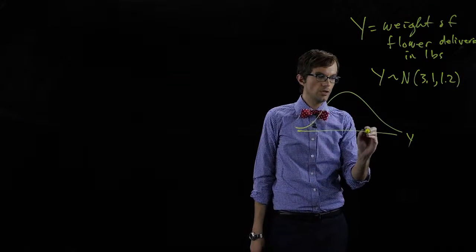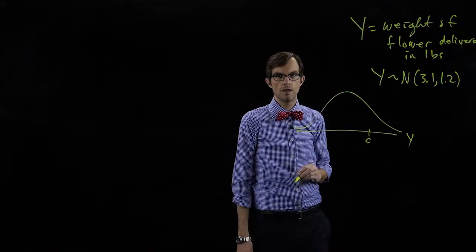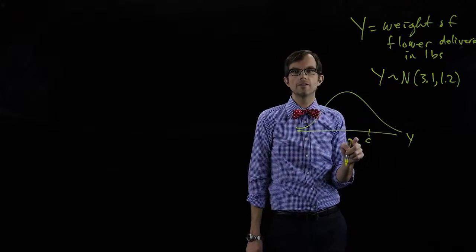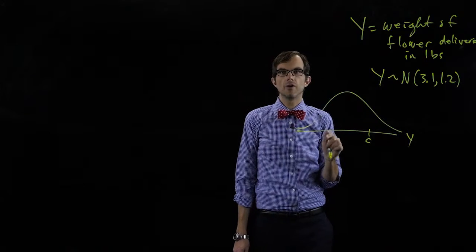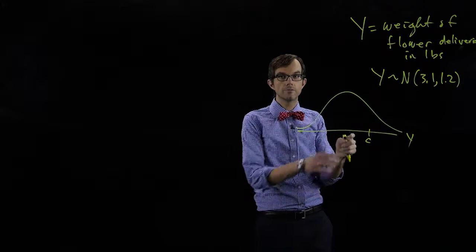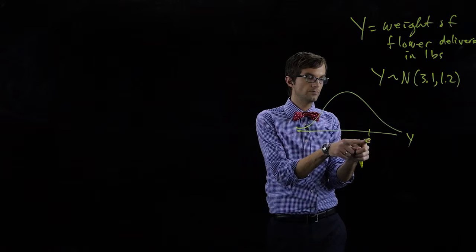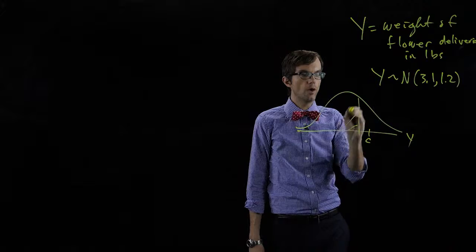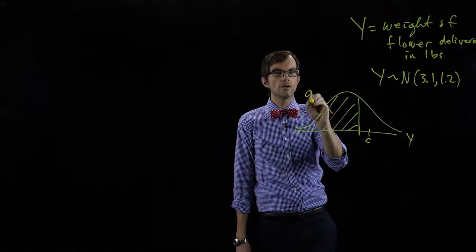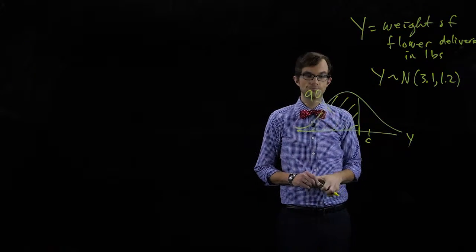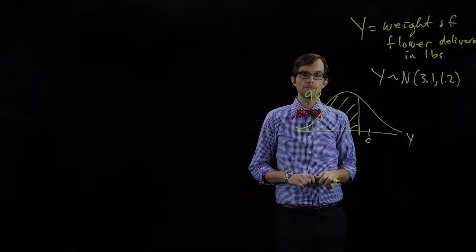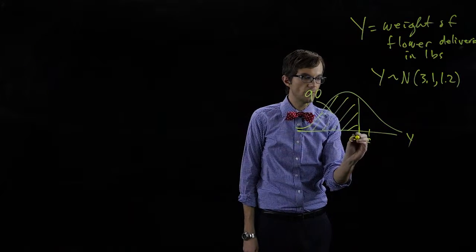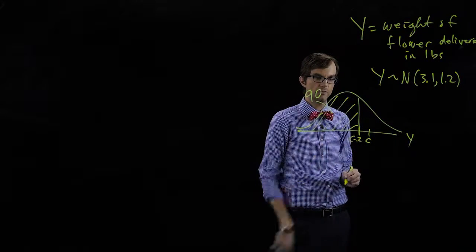Okay? So here's a value C, and underneath that value C, we need to make sure that 90% of all deliveries are at least 0.2 pounds under this weight. Okay? So under this weight here, we want 90% of observations to fall. So what should this be? This is C minus 0.2 right here.